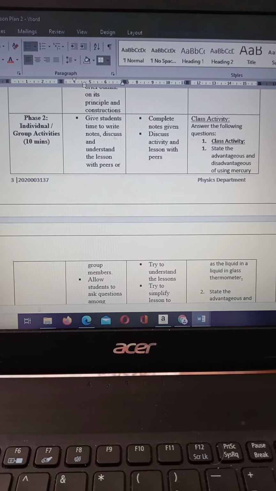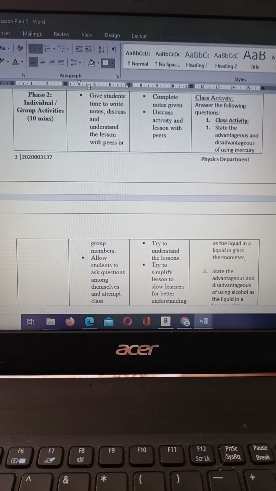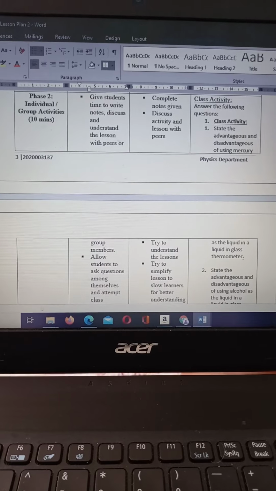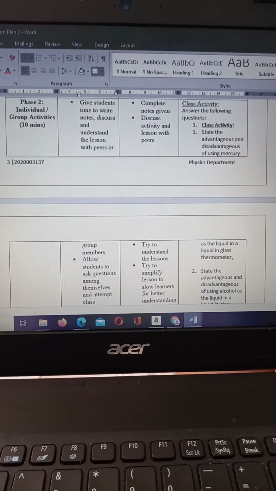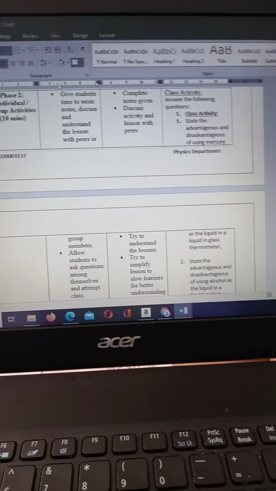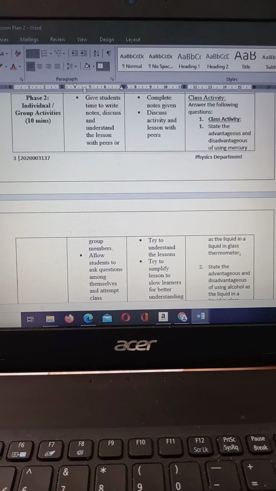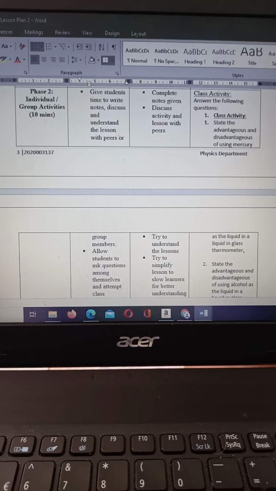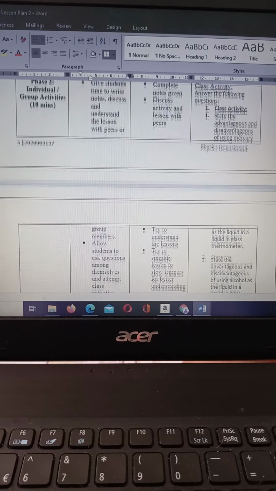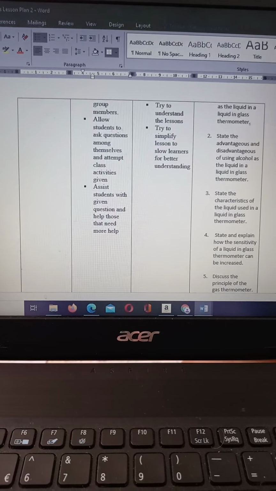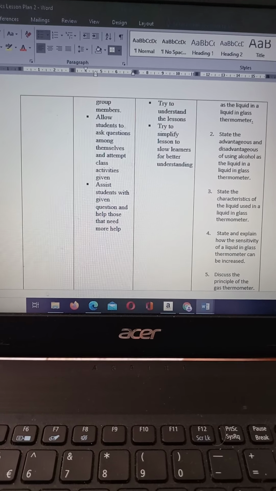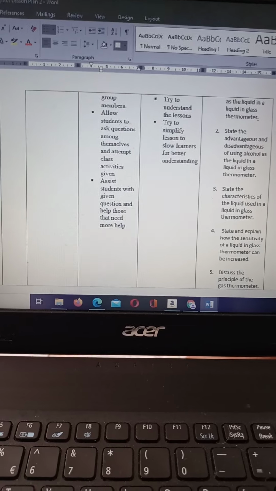It's going to be just between students among themselves, and their cooperation and how they cope with each other, how they learn to interact amongst each other. What will I do? I would give students time to write notes and discuss and try to understand the lesson with peers or group members. I would allow them to ask questions among themselves and attempt the class activity given.